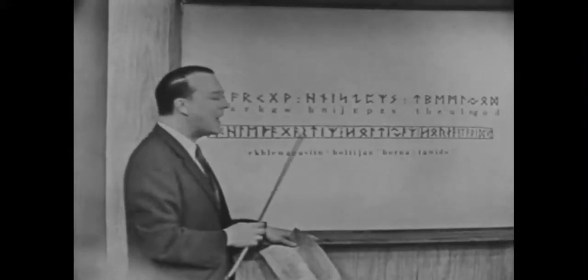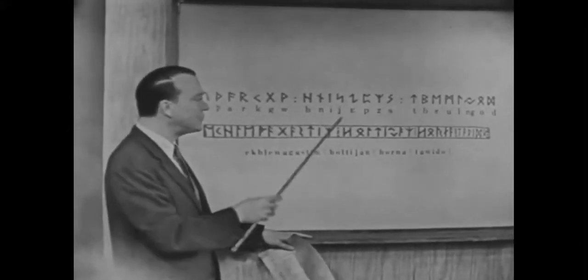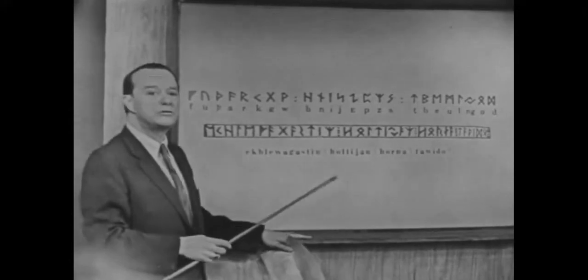You'll notice that they're very angular because the runes were first carved in wood, and because of the grain of the wood, the shapes of the letters were this way rather than that way, easier to carve. So here is an alphabet, if you will, that comes from either one or both, and scholars don't just know.